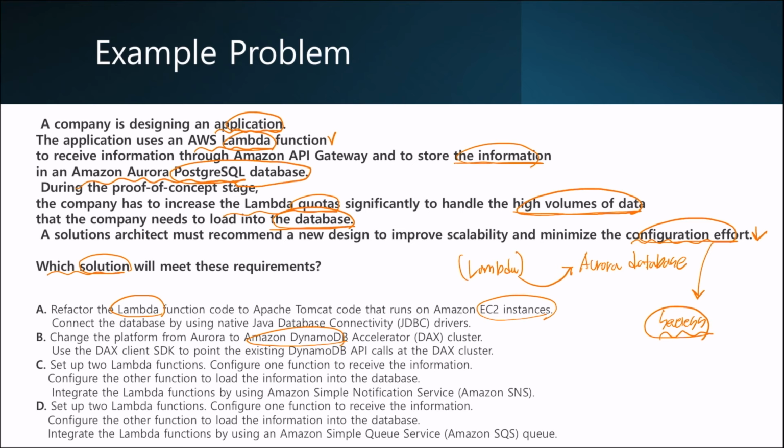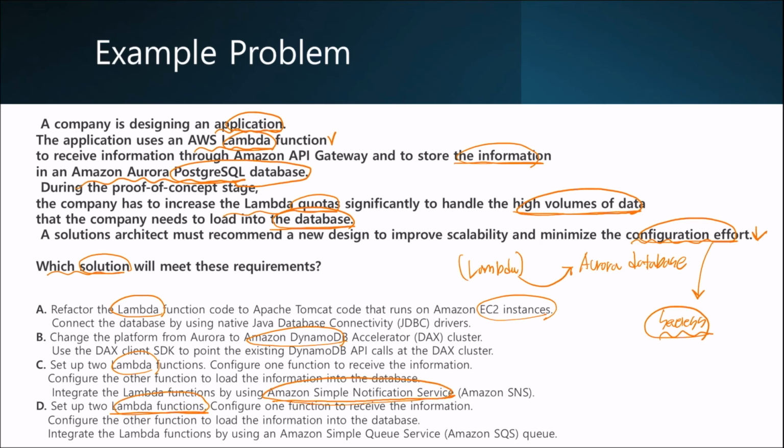For B, change the platform from Aurora to Amazon DynamoDB. C says set up the Lambda functions. D says set up the Lambda function. Right, so we'll be looking at keywords in each answer. D also talks about Amazon Simple Queue Service.